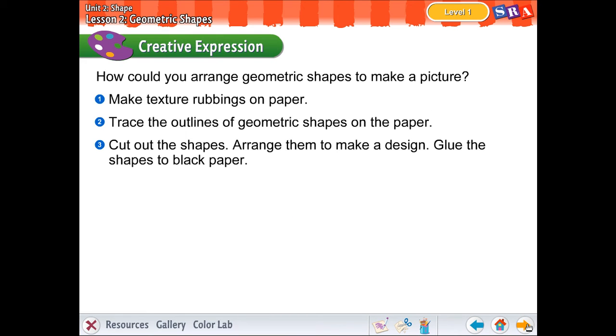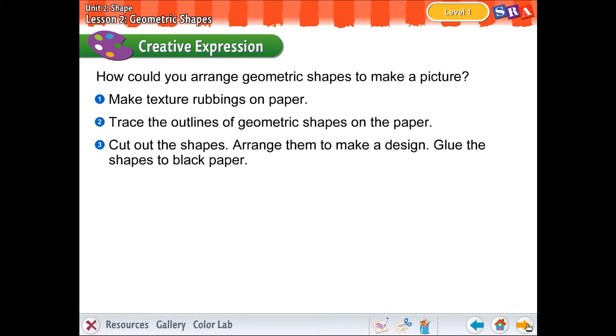This is something you can do if you have the supplies at home. How could you arrange geometric shapes to make a picture? You could make a texture rubbing on paper. I told you about how I used to have those little plastic plates that you put on the paper and rub them. But remember I showed you, if you're at home, you could find some shoes, make sure that they're clean, and you turn them over and you have little mini rubbing plates on the bottom of each shoe. Trace the outline of a shape on the paper.